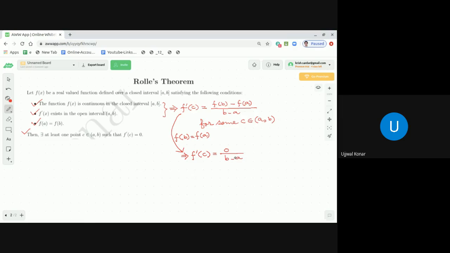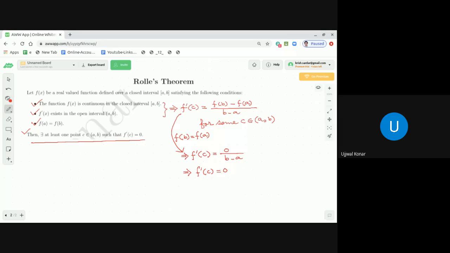b minus a cannot be 0 because these two are distinct points. So b minus a is not equal to 0. So from here what can we say, dear students? We can say f'(c) is equal to 0. So this is what we are deriving from Lagrange's mean value theorem, and exactly this is what has been mentioned here. Now, dear students, let us understand this Rolle's theorem by means of a graphical representation.